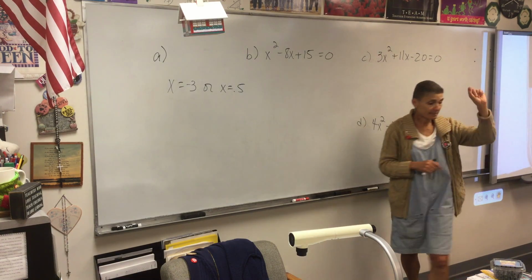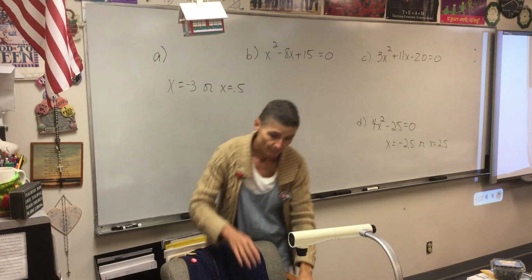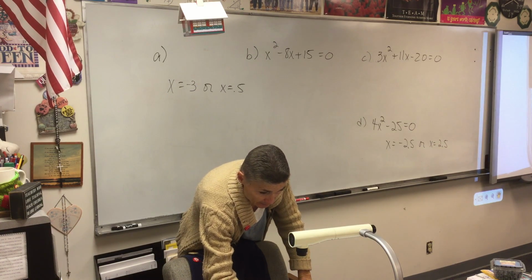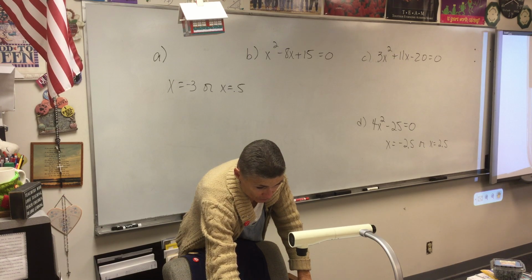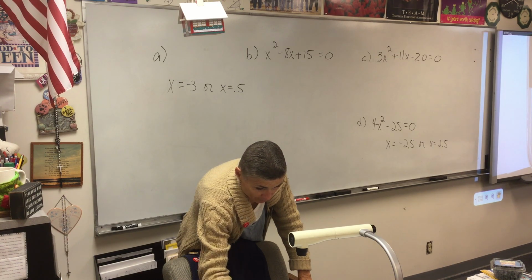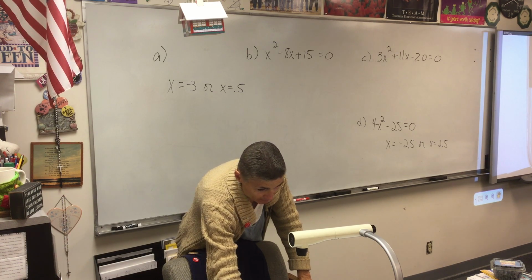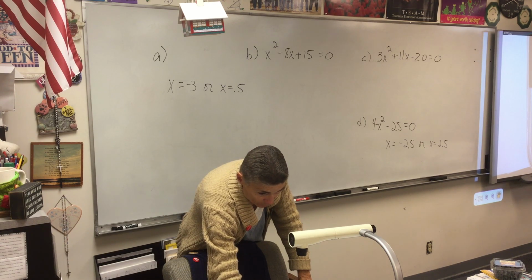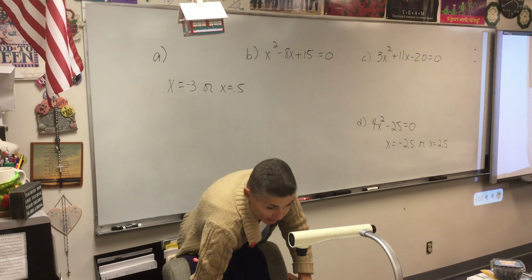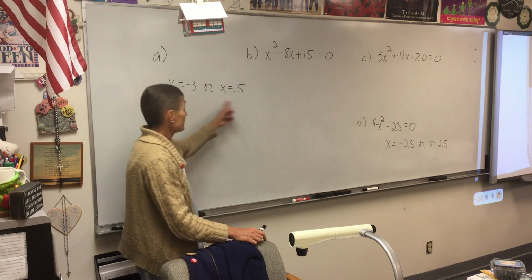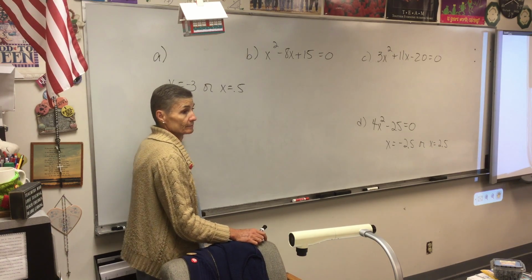So we go into second calc, zero, and now we're going to find the other one. So I'm going to move my cursor. It's on the left. Now I'm going to move it. It's on the right. Now I'm going to move it on there. And that one is 0.5. So whoever gave me these answers, you were correct.